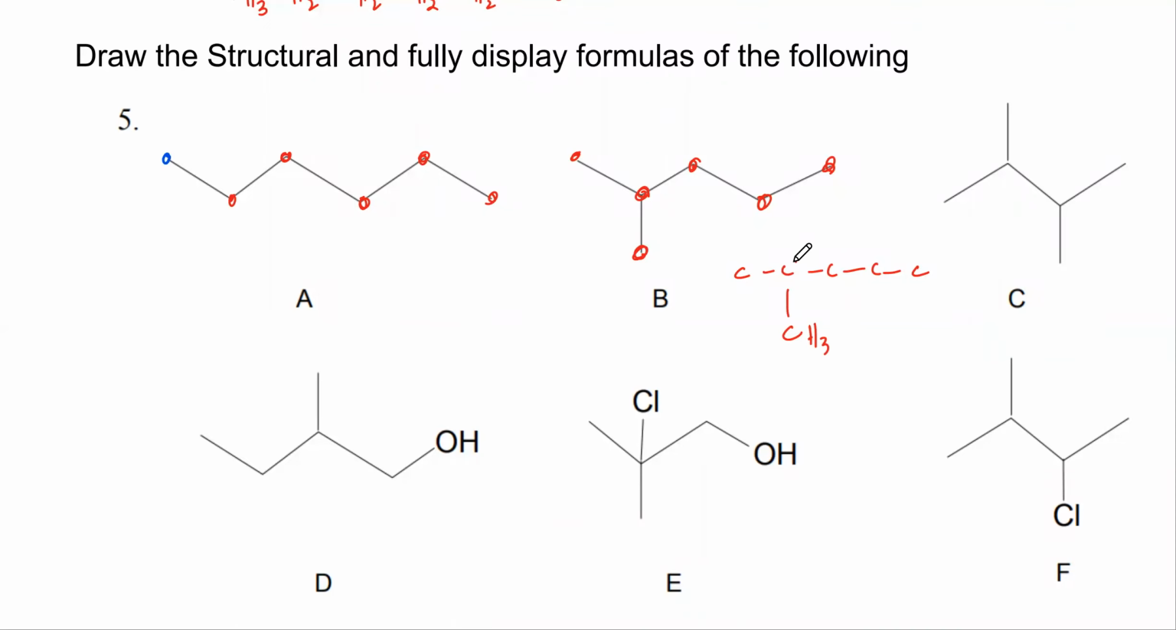How many hydrogen atoms would this one have? One. Okay, so there's going to be 1. This one will have 2. This one will have 2. This one needs 3 more.